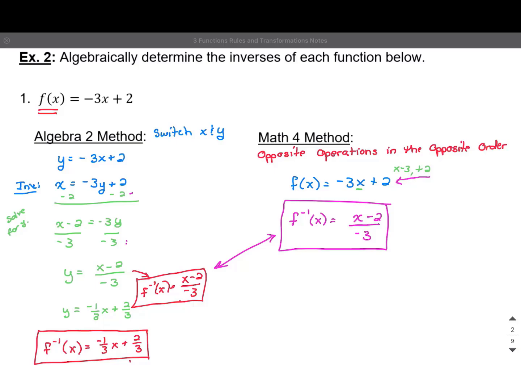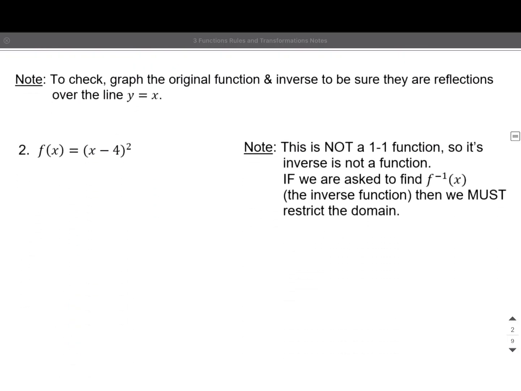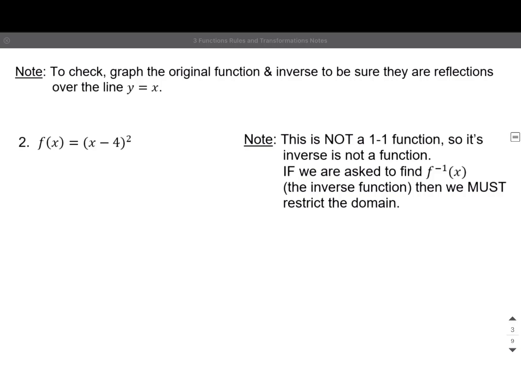That's why it works. Another thing to remember is that you can graph a function and its inverse, and they should be reflections over the line y equals x. If they are not reflections over that line, something's incorrect. You made a mistake somewhere, so watch out for that.